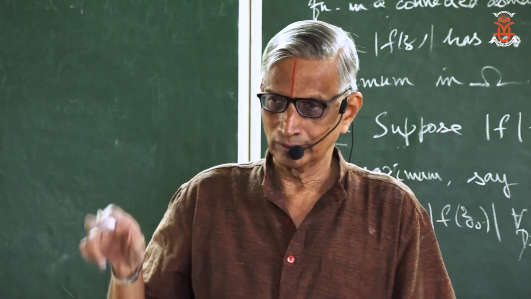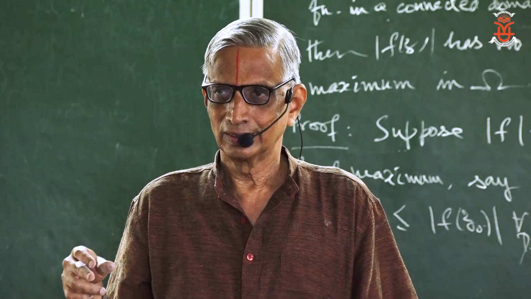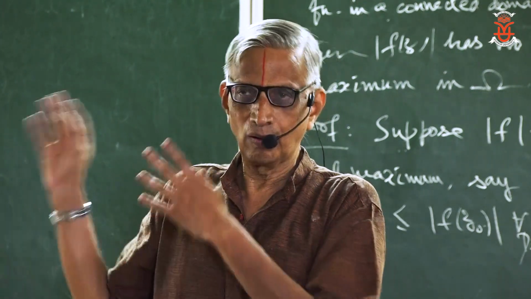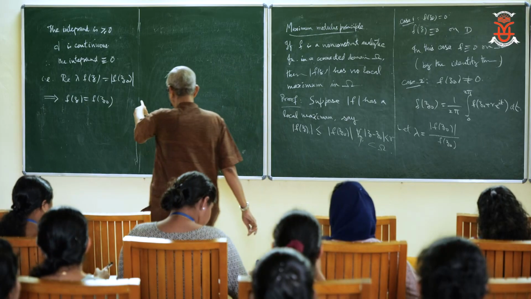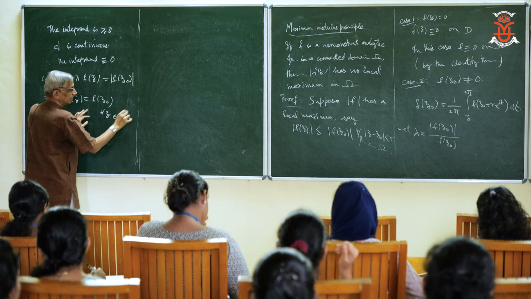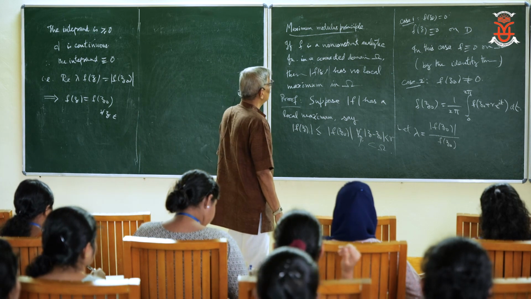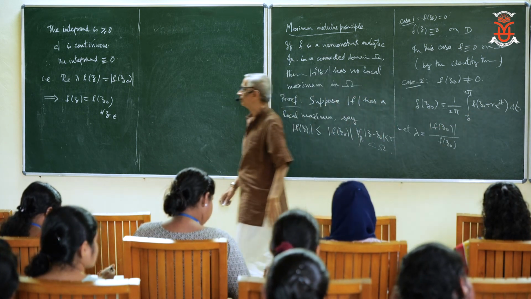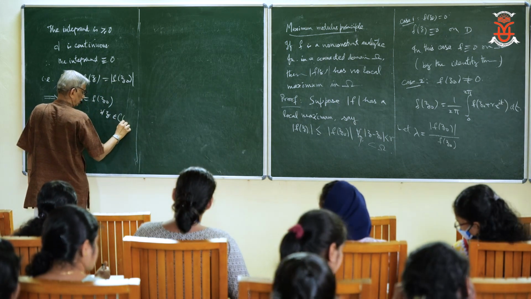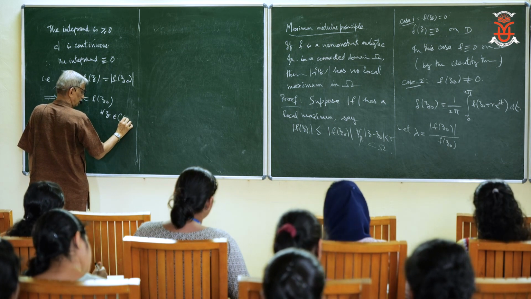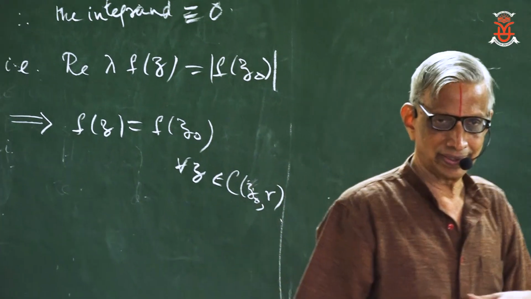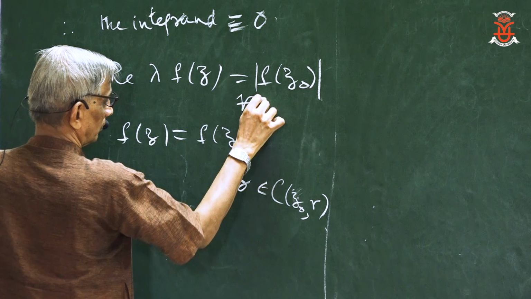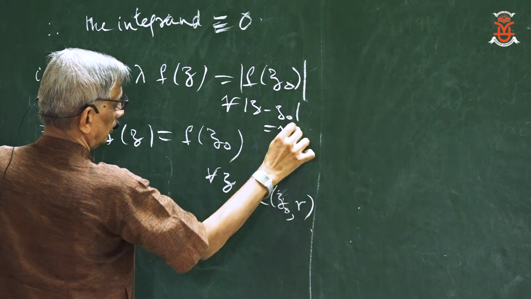f(z) is a constant on the whole of the circle. And therefore, again by identity theorem, it is constant everywhere in the domain. f(z) equals f(z naught) for all z in omega. So this tells you, of course, for all z in the circle there. Did we give some name there for the circle? Whatever circle, that circle of radius r with center z naught. And therefore, by the identity theorem, so the same thing.